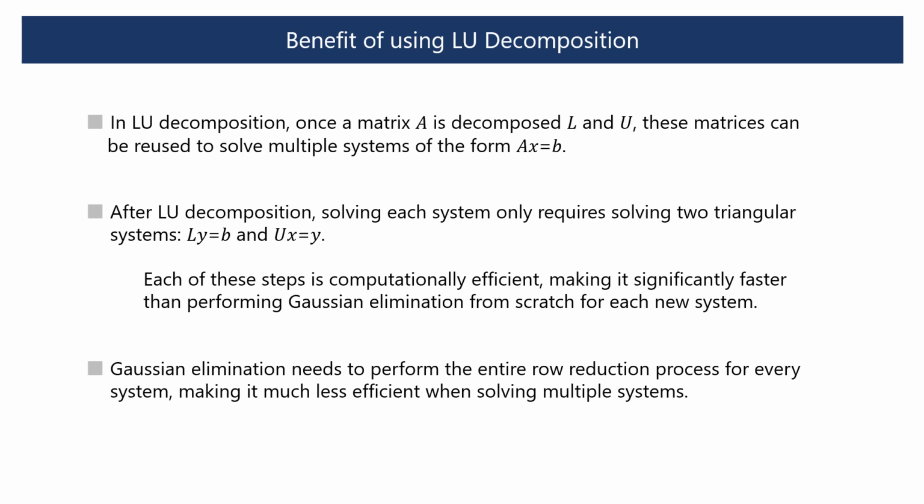After LU decomposition, solving each system only requires solving two triangular systems, Ly equals B and Ux equals y. Each of these steps is computationally efficient, making it significantly faster than performing Gaussian elimination from scratch for each new system. Gaussian elimination needs to perform the entire row reduction process for every system, making it much less efficient when solving multiple systems with the same coefficient matrix.